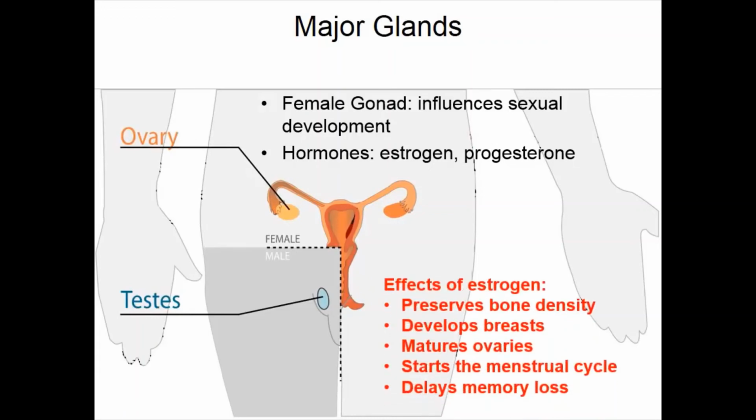And so here's a list of some of the effects of estrogen. Development of the ovaries, starts the menstrual cycle, development of breasts. You may have heard of a condition called osteoporosis, where as women age, their bones become less dense and are more likely to break. This is because women, as they age, produce less and less estrogen. Let's move on to the men next.